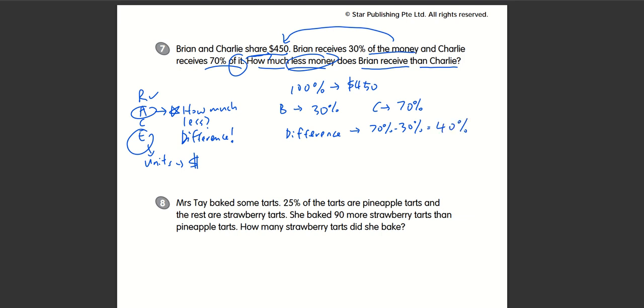And to find that 40%, oops, did I get it right? Yes, correct. I find this 40%, what is this amount? That would be 40% out of the amount of $450, which should be 40 out of 100 times 450. Can do my cancellation, and then I'll be able to solve 45 times 4.